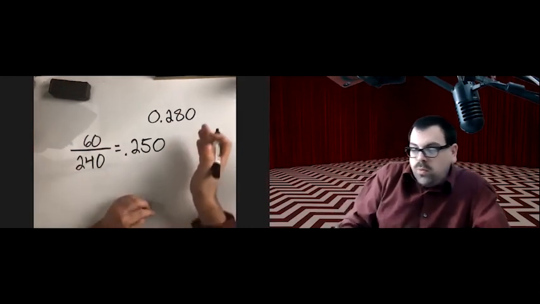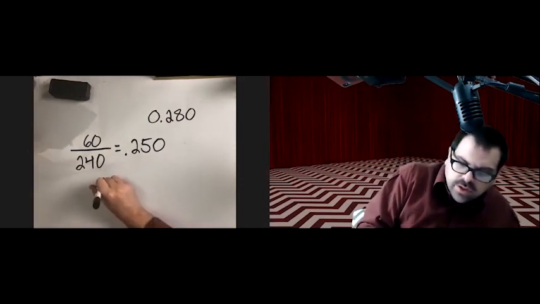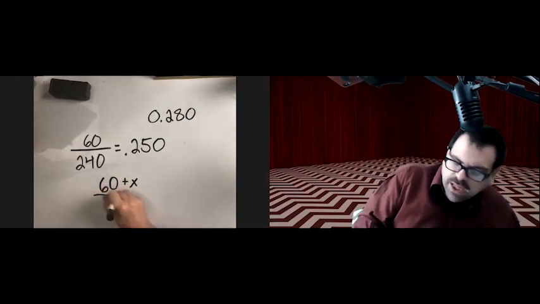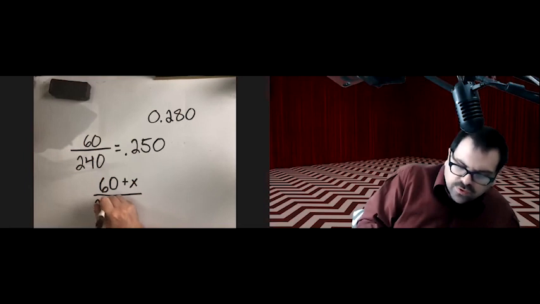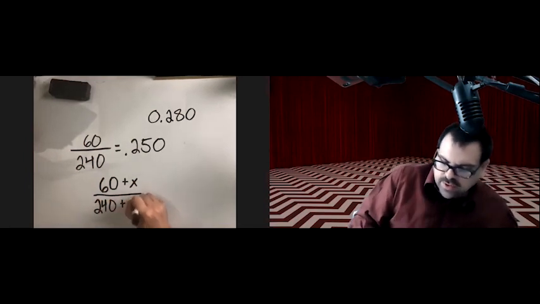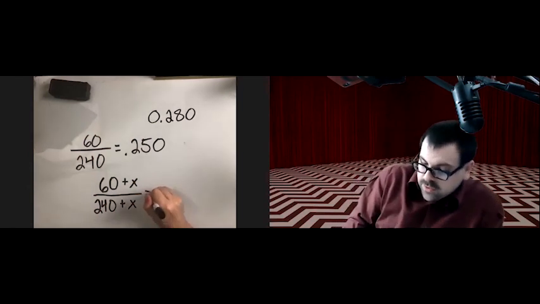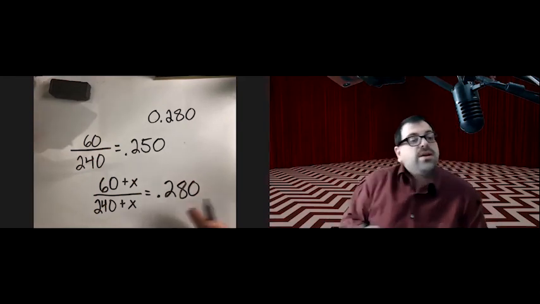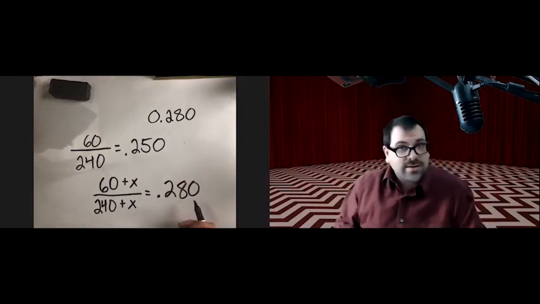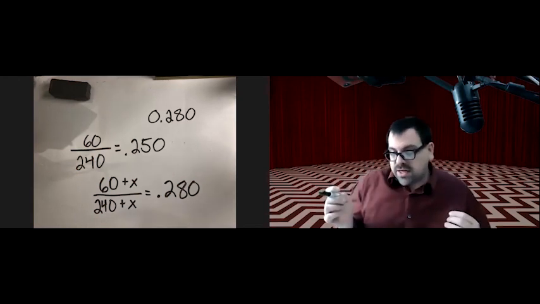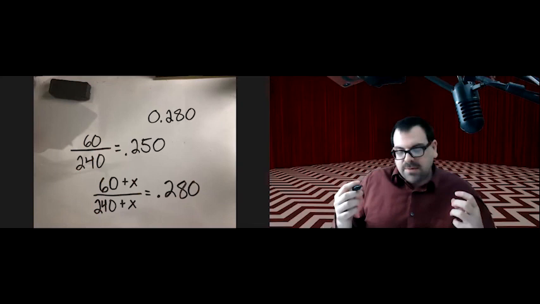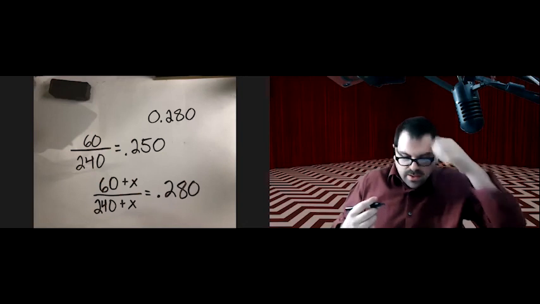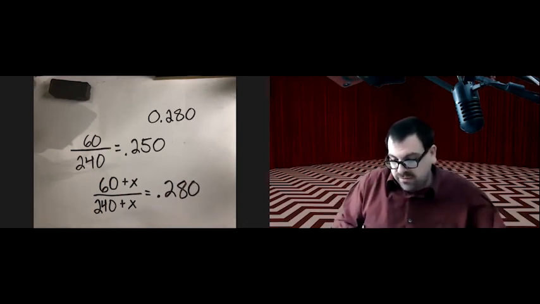Well, we could figure that out by solving the equation 60 plus x over 240 plus x equals 0.280. Now, as of right now, we don't know how to solve an equation like this, but I wanted to start by introducing an application because the types of equations we're going to see in these next few lectures that we're going to be building towards are application problems.